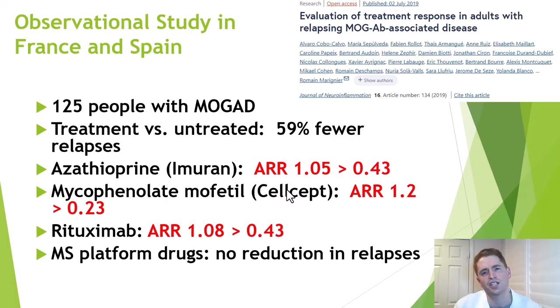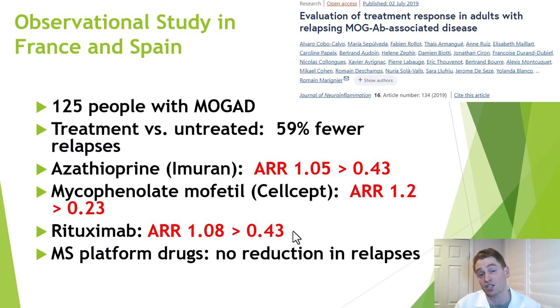This is an observational study from France and Spain, 125 people with MOGAD. If you looked at people who were treated with something versus untreated, the treated people had 59% fewer attacks overall, and these are the attack rates for specific medications. For Imuran, the annualized relapse rate went from 1.05 to 0.43. For CellCept, 1.2 to 0.23, a dramatic reduction. And for rituximab, 1.08 to 0.43.